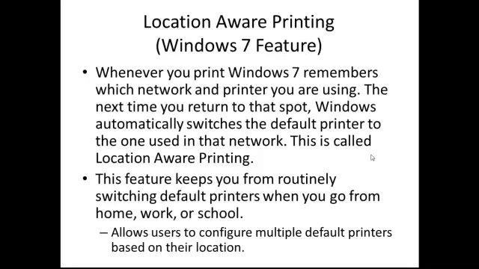One Windows 7 feature that I will be discussing is Location Aware Printing. Whenever you print, Windows 7 remembers which network and printer you're using. The next time you return to that spot, Windows automatically switches the default printer to the one used in that network. This is what we call Location Aware Printing. This feature keeps you from routinely switching default printers when you go from home, work, or school. It allows users to configure multiple default printers based on their location.